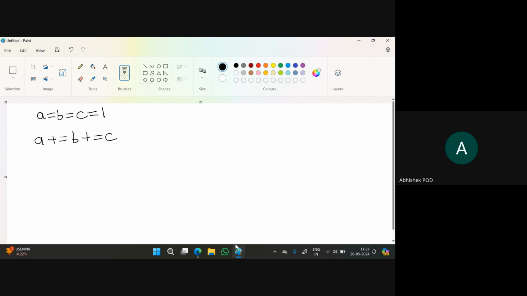Now let me tell you about a very important concept in programming. The concept name is associativity. And before studying associativity, we will have to study precedence. Does anyone know what is precedence and associativity?